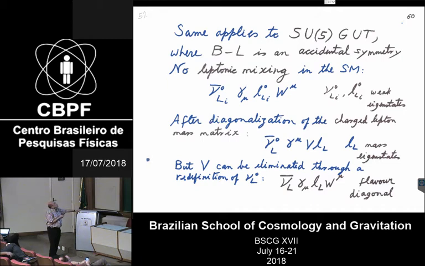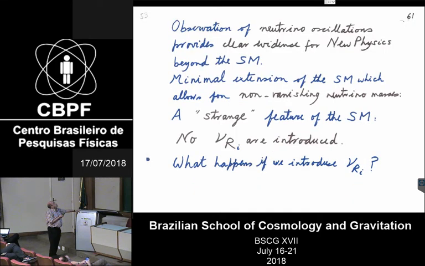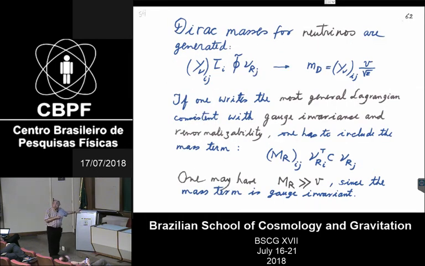In SU(5), again, you had B minus L, therefore no neutrino masses. And I already mentioned that the appearance of neutrino oscillations and the neutrino mass is physics beyond the standard model. And I mentioned again that it is a strange feature of the standard model that nu R are not introduced. If you introduce nu R, then it happens what I said. You get the mass that, as Professor Junti explained, would need this Yukawa coupling to be extremely small to fit the value of the neutrino masses.